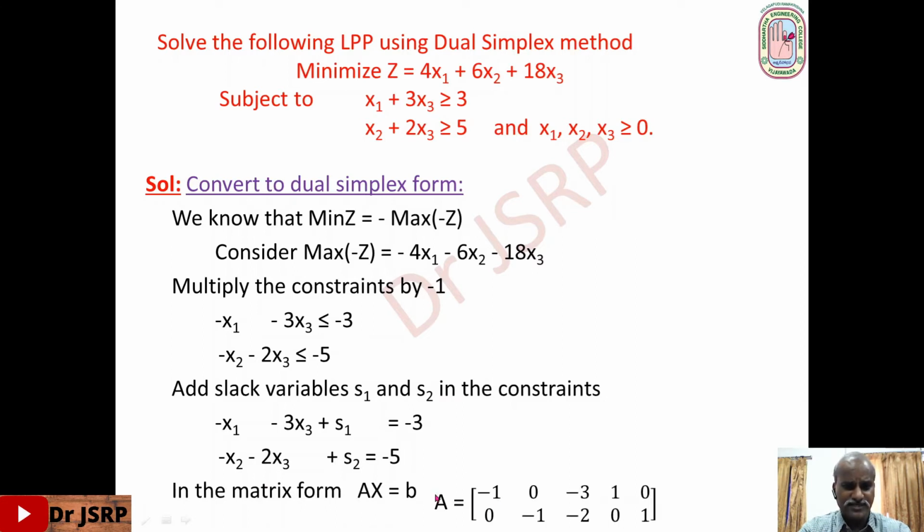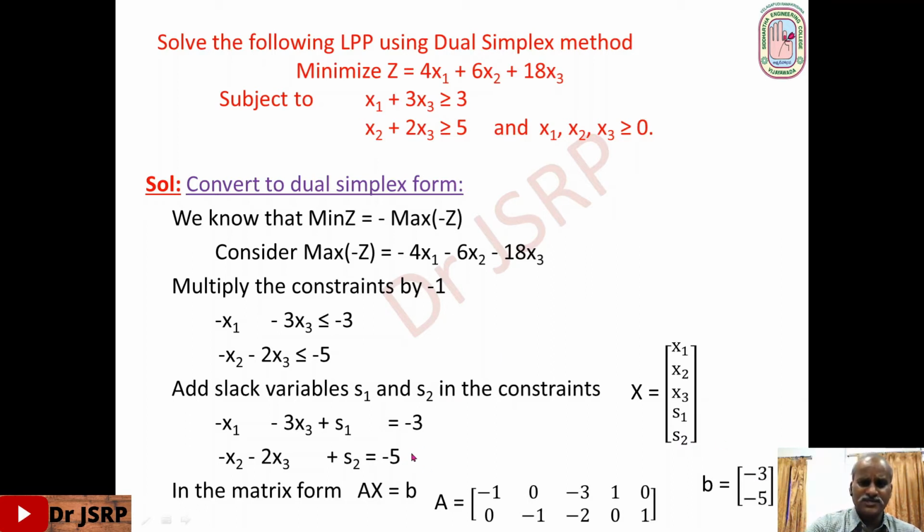The coefficient matrix capital A equal, first column x1 variable column, x1 coefficient here minus 1. There is no x1 term in the second constraint, coefficient 0. So x1 variable column minus 1, 0. x2 variable column. In the first constraint there is no x2 term, coefficient 0. In the second constraint we have minus x2, so coefficient minus 1. So 0, minus 1. Next x3 column minus 3, minus 2. S1 column 1, 0, S2 column 0, 1. And as usual variable vector capital X is x1, x2, x3, s1, s2. And small b is right side values minus 3, minus 5.